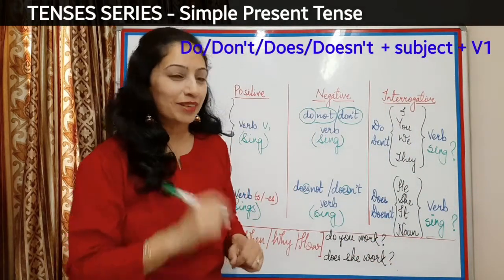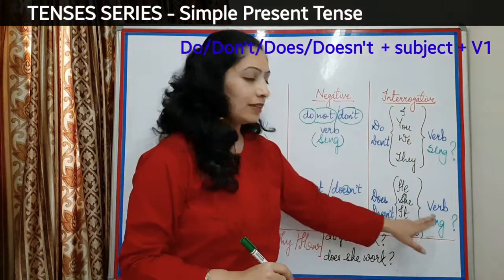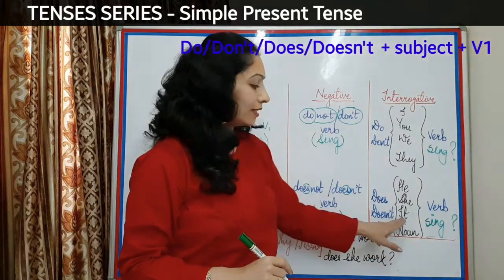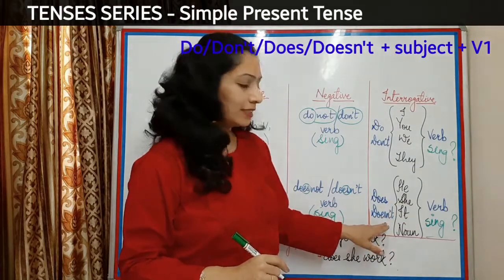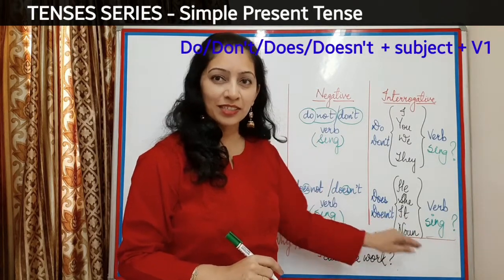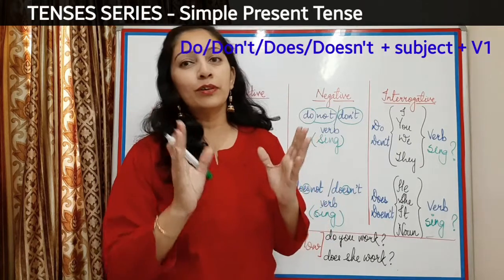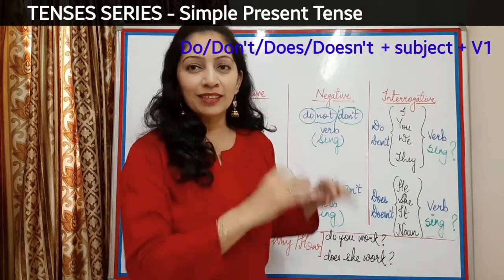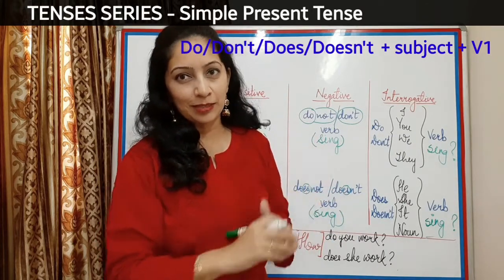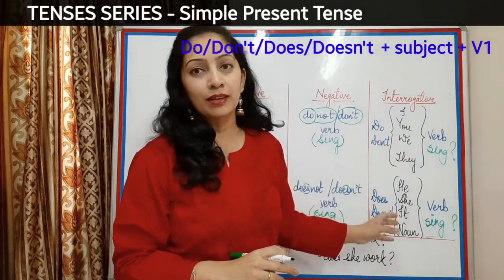Not to forget the question mark, correct. So does he sing? Does she sing? Doesn't it sing? And doesn't Meera sing? Doesn't Ravi sing? Doesn't Raman sing? So that's how you can make n number of questions using simple present tense. Now this was the case with the auxiliary verbs do or does.